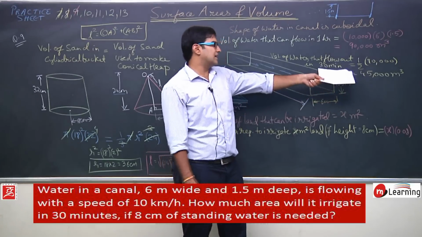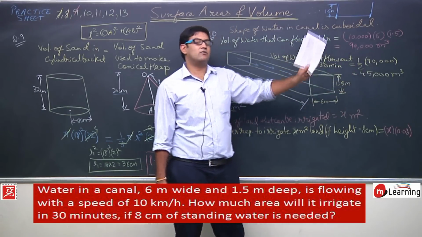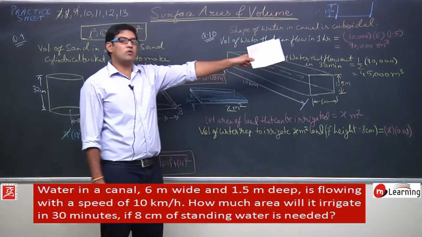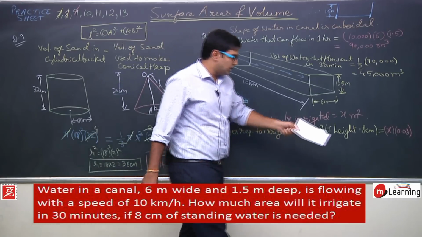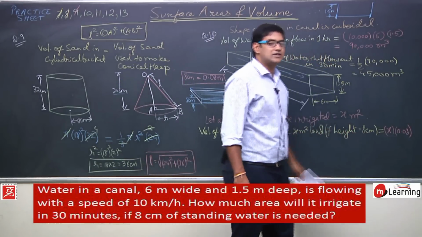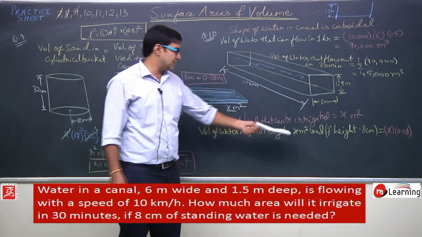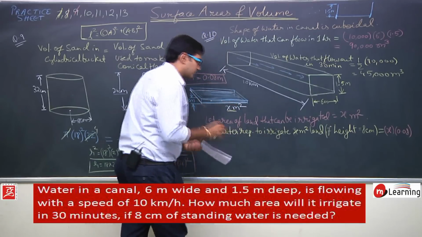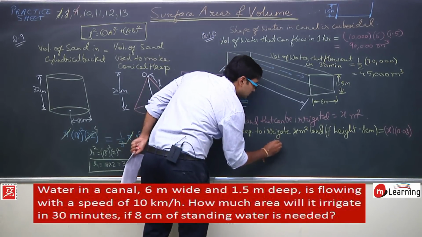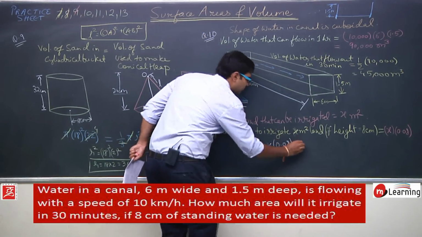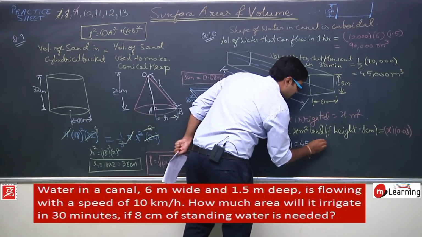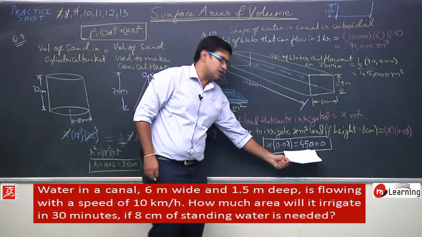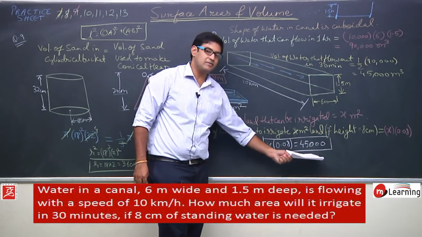And what is the volume of water that I have? I have 45,000 meter cube of volume. So 45,000 meter cube of volume should completely be used to irrigate this much area of land. So what I can write is x into 0.08 is equal to 45,000, because this is the volume of water that I can have in 30 minutes.